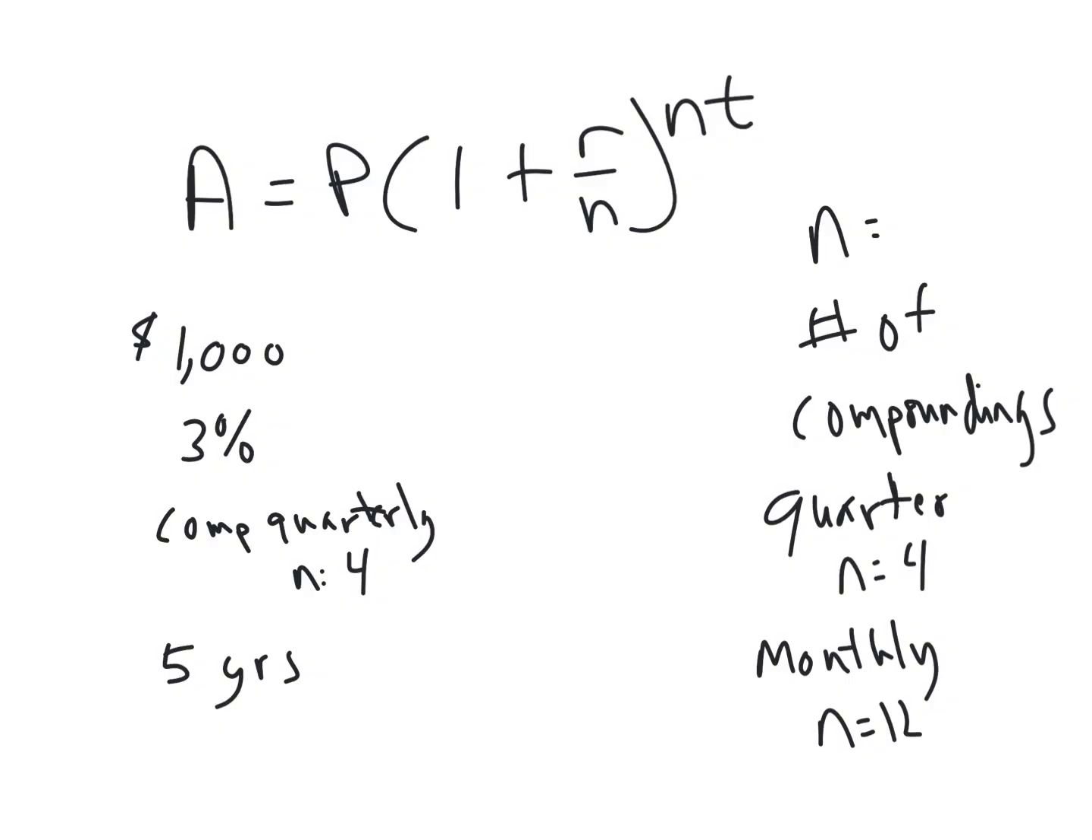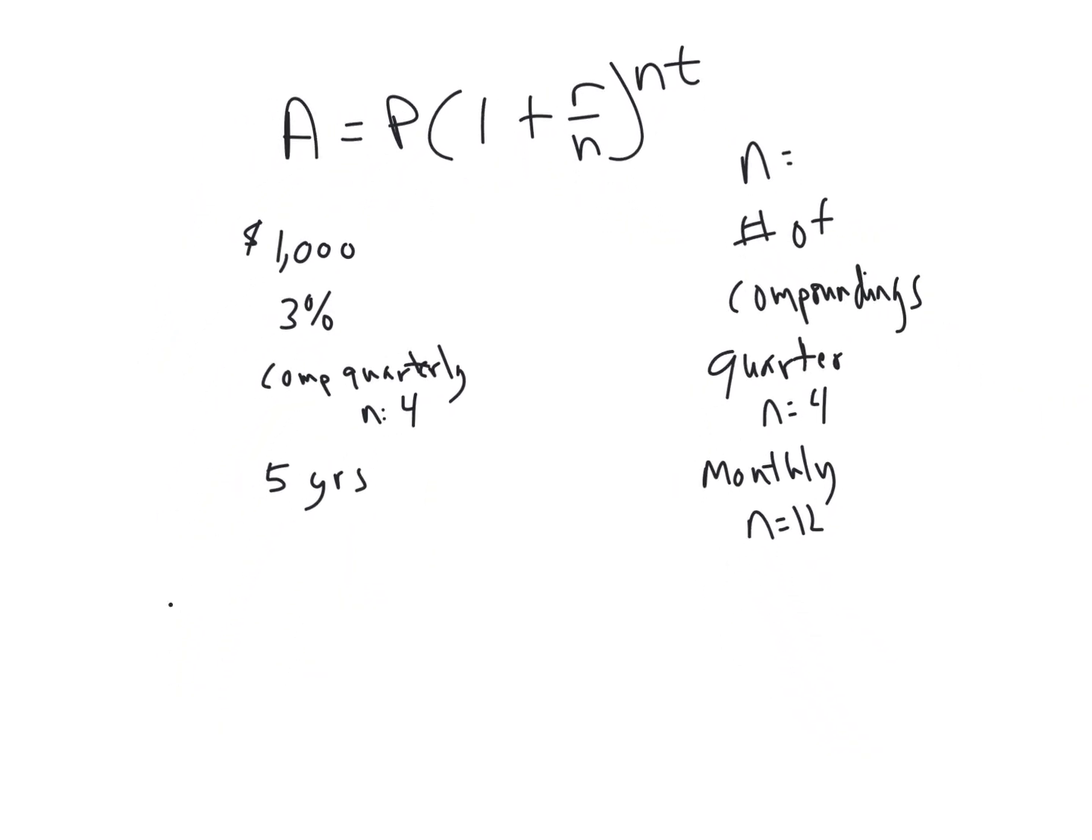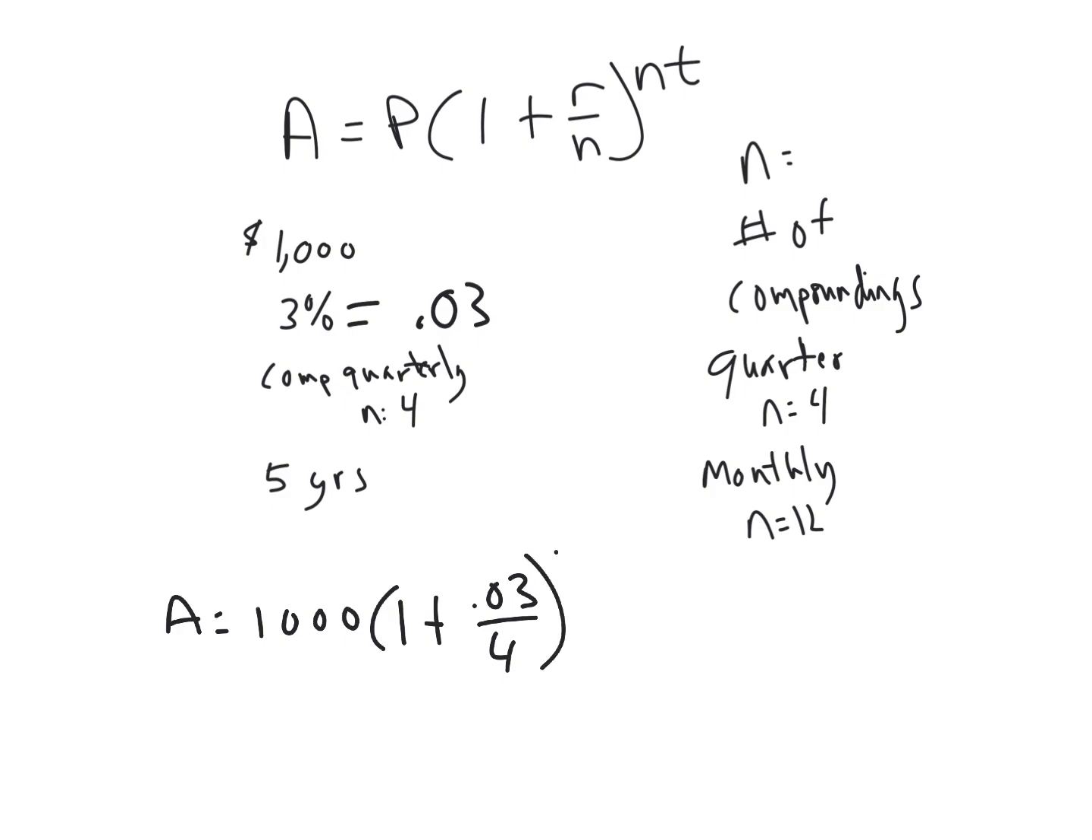What's going to be in the account if I don't take any money out and I don't put any money in? So the amount in the account equals 1,000, which is my principal. That's what the P stands for. And then remember, I have to turn my percent into a decimal, so that's 0.03. And then I've got divided by 4, because that's what n is. And then I've got 4 times 5.